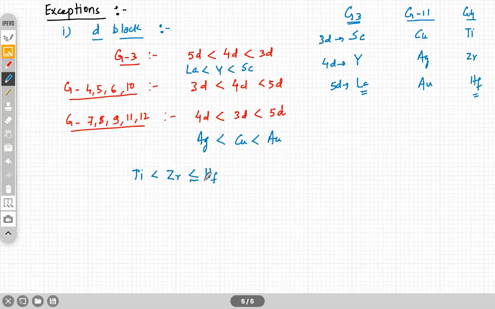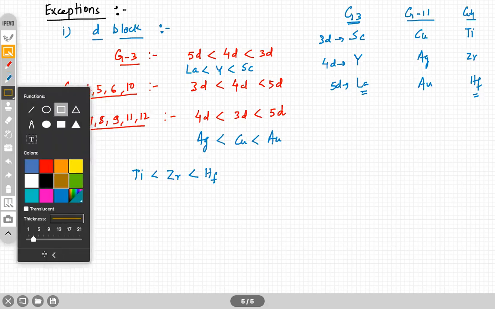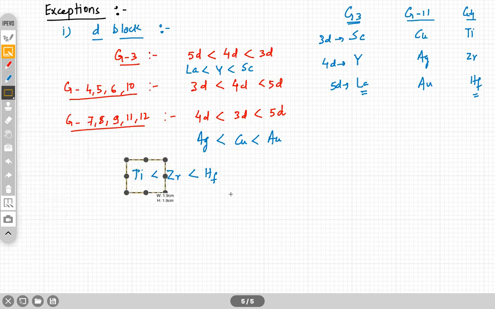That is because of lanthanide contraction only. Okay, so this one is also important, the order that they have asked in the exam. Basically, for D block, if you remember these three things, you can answer all your questions. Okay, that's the one thing.